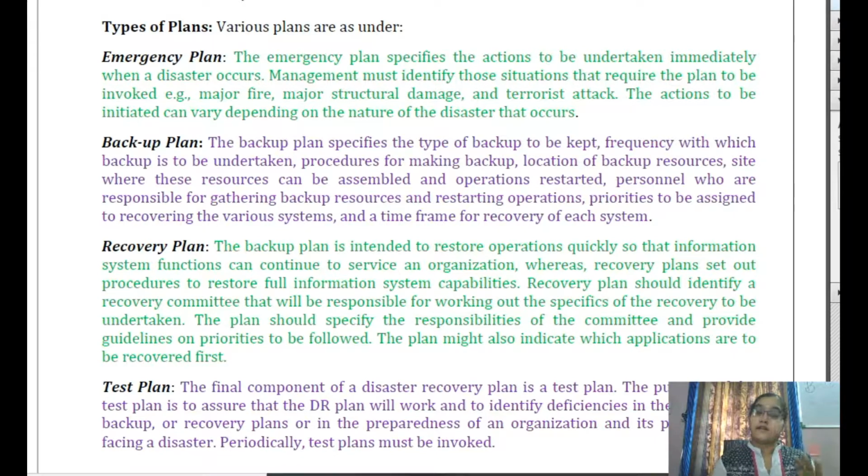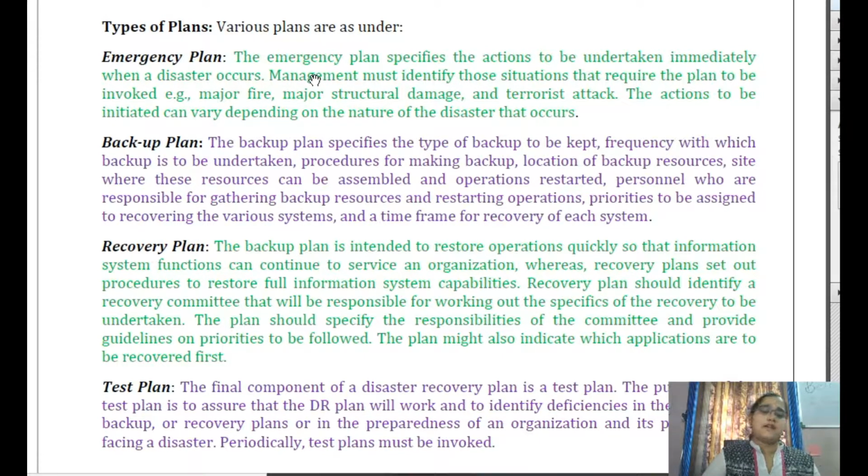Then comes the test plan. The test plan is the final component of the recovery plan. Here we'll be trying to see if the plan developed, like this emergency plan or backup plan or recovery plan, is actually suitable for the organization or not, and how well the organization is prepared and ready to face the disaster, and also how well the organization personnel are aware of such a plan and are trained and ready to act in any situation. So this will be the test plan.